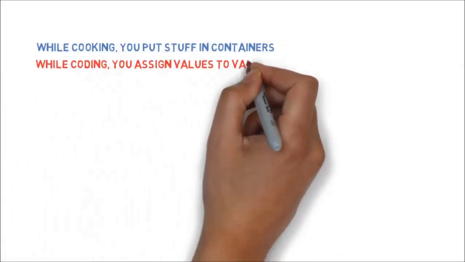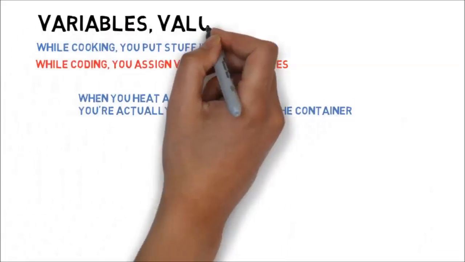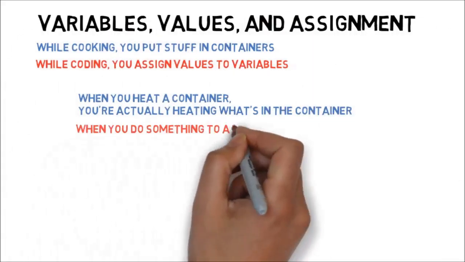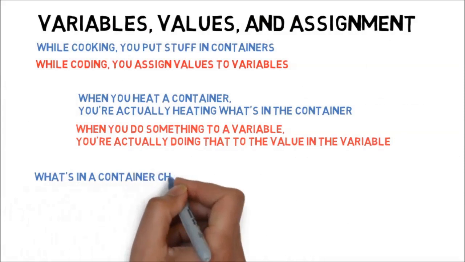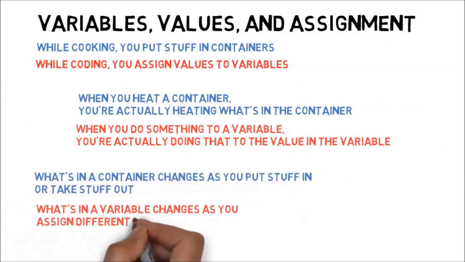While cooking, you keep putting stuff in containers, while coding, you assign values to variables. When you heat a container, you're actually heating what's in the container. Similarly, when you do something to a variable, you're actually doing that to the value that's assigned to the variable. What's in a container changes as you put stuff in or take stuff out. What's in a variable changes as you assign different values to it or do things to what's in the variable.